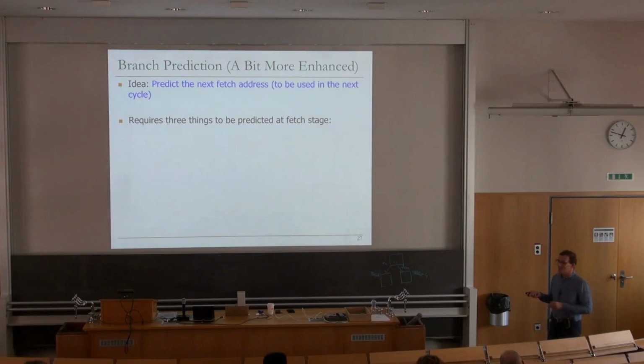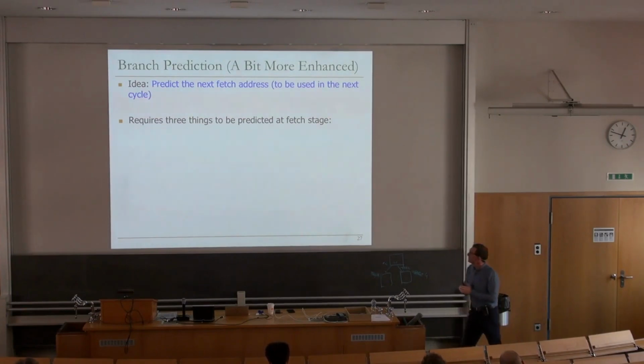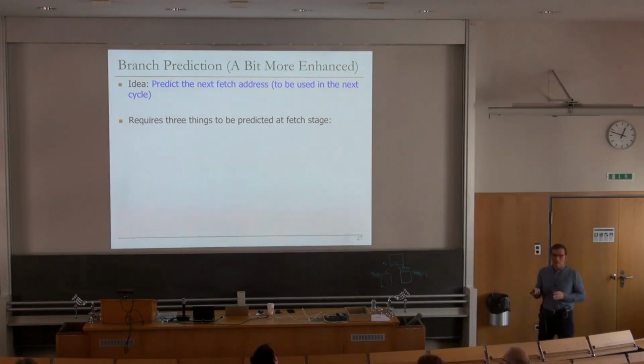Okay, so let's talk about branch prediction in a little bit more advanced fashion. So we're going to focus on predicting the next fetch address now to be used in the next cycle. And this requires three things to be predicted at the fetch stage.